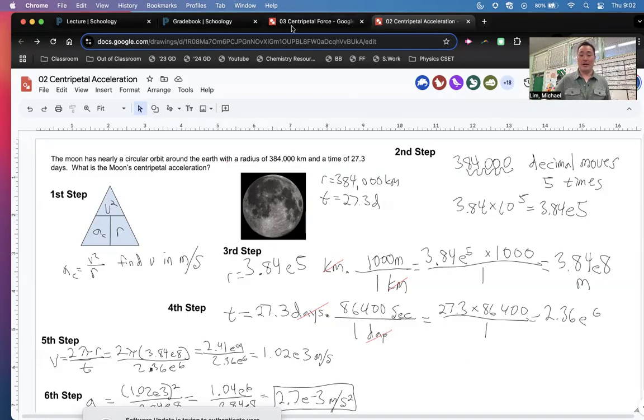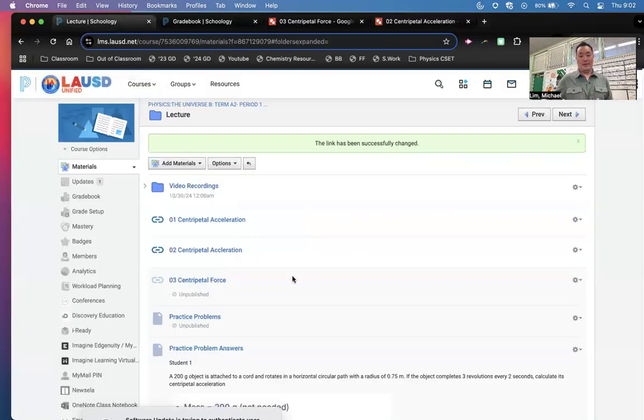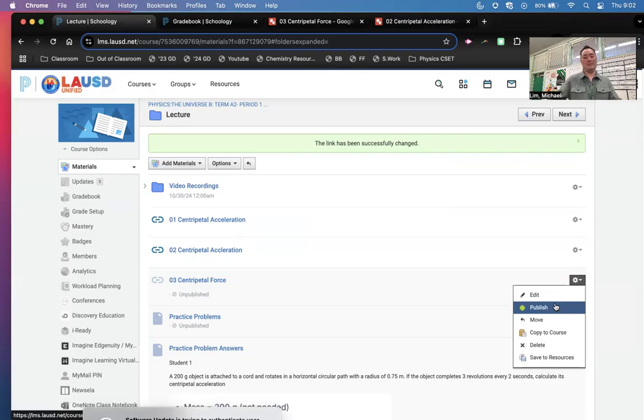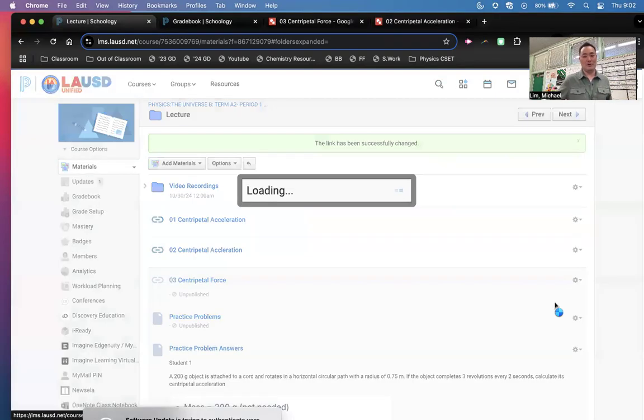All right, that is our centripetal acceleration. This next problem is like two of what we just did. It's like a double whammy of physics problems. But I know you can do it. That's why you're in this class. So go to 03 centripetal force. You're going to need a brand new sheet of paper.